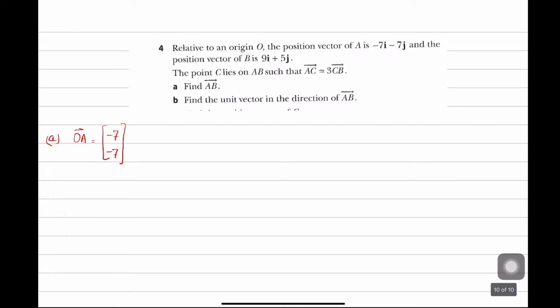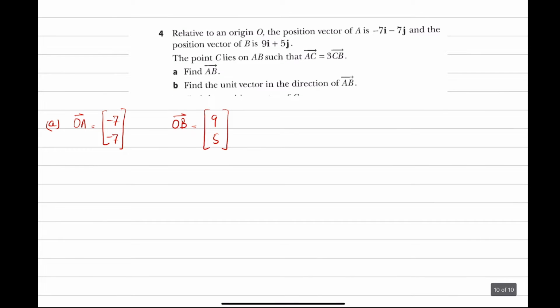Then it says the position vector of B is 9i plus 5j. So I would prefer to write it like this: OB equals 9 and 5. The point C lies on AB such that AC equals 3 times CB. Find AB. Okay, so this requires a bit of work.